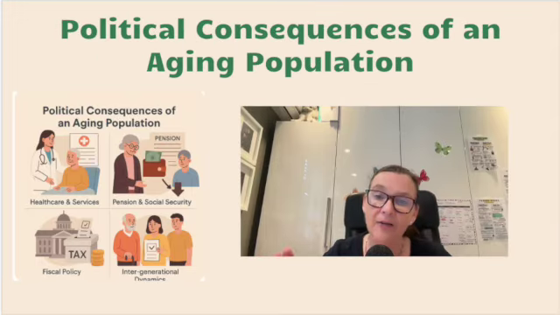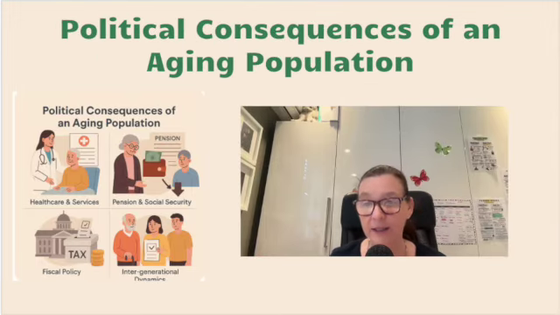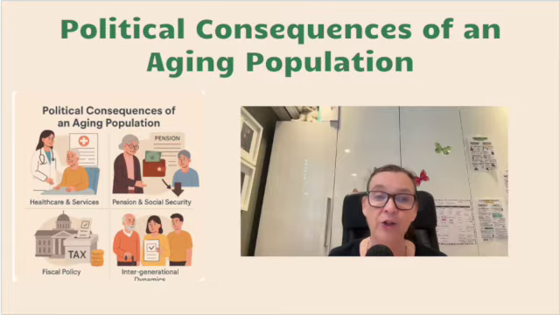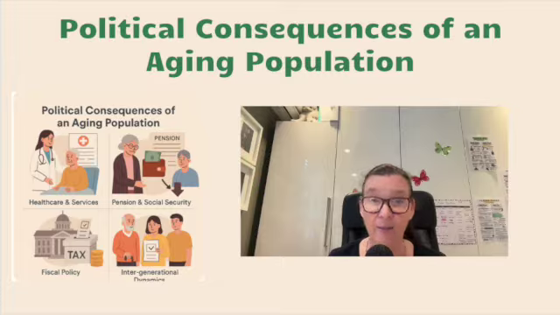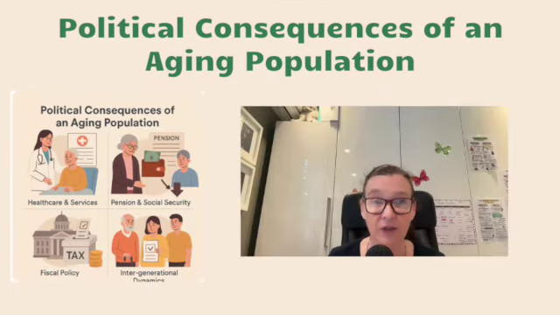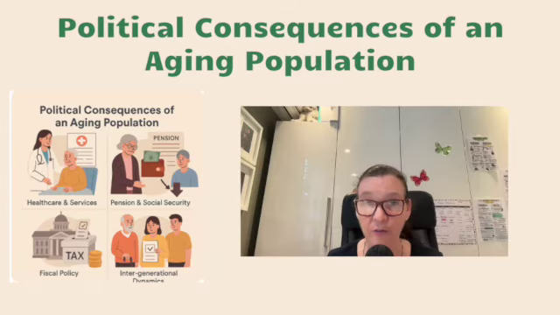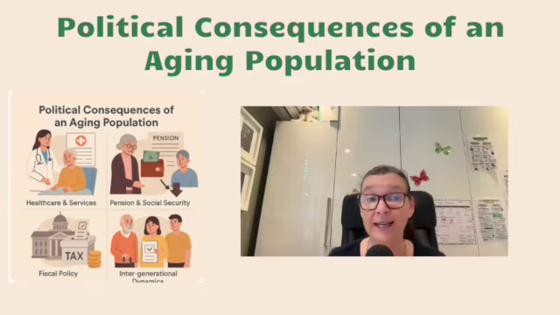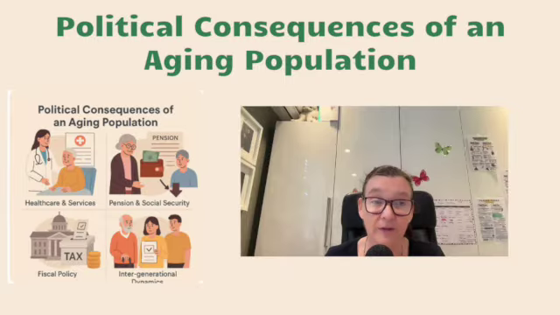So now let's look at how the aging population affects politics and public policy. So first, governments begin to shift their policy focus towards healthcare and support services. As elderly populations grow, countries have to increase funding for medical care, long-term care, and social support programs that help older adults maintain their quality of life.